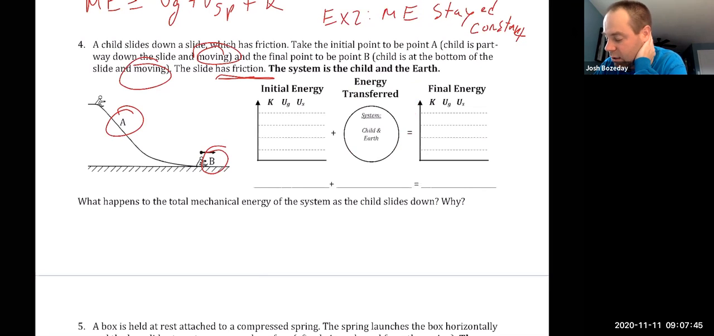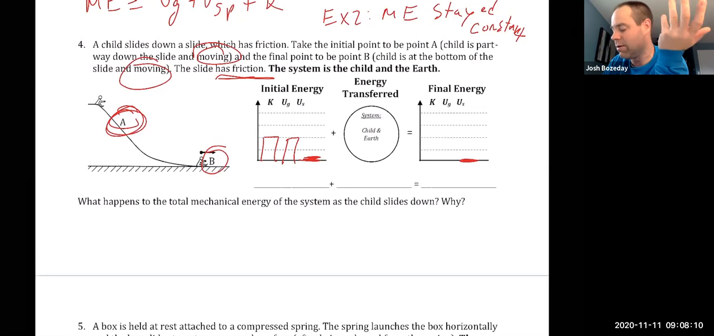So, all right, let's try and knock this out. So initially, again, there's no springs, so I'm just going to make U spring 0 for both of these. Initially, at point A, the child is moving, so he has some kinetic, and he's got some height, so he's got some UG. So I'm just going to make it up. I'm just going to give him like 2 and 2. So 2 units of kinetic and 2 units of UG. Now you could do anything. You could do like 3 and 1, 1 and 3, 1 and 4, 4 and 4, whatever, but I'm just going to do 2 and 2.